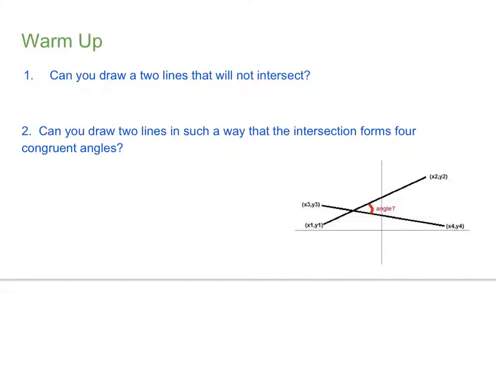First, can you draw two lines that will not intersect? Think about it. How could they possibly not intersect each other? Secondly, can you draw two lines in such a way that the intersection forms four congruent angles? And of course, angles are the amount of rotation that we have gone through in a circle between two lines, or rays in this case, with a common vertex. We'll talk about that in class, of course.